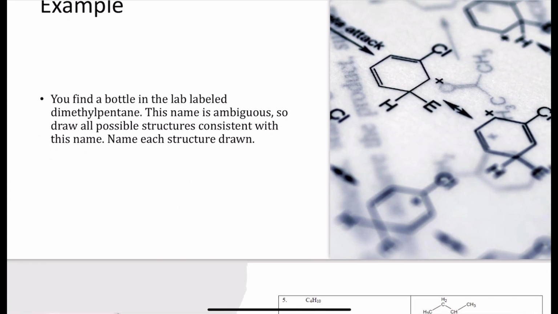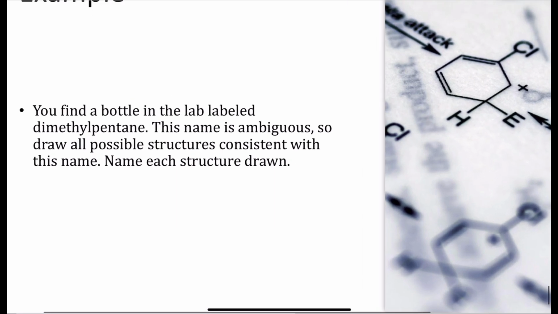Let's see. You find a bottle in a lab labeled dimethylpentane. This name is ambiguous, so draw all possible structures consistent with this name. Name each structure drawn.